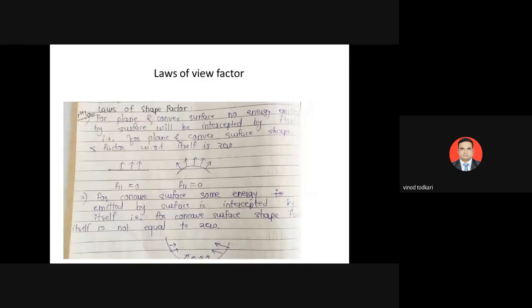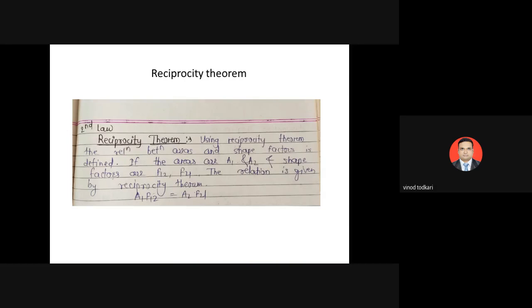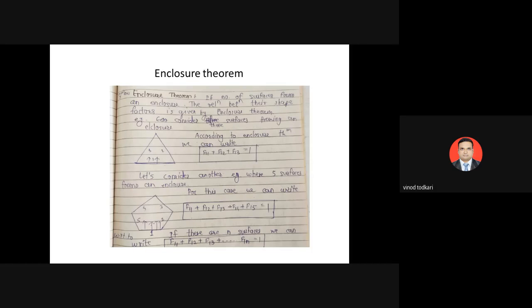So we have seen two laws. The first law states that for plane and convex surface, shape factor with respect to itself is 0, whereas for concave it is not equal to 0. And the second gives the relation between areas. If there are two areas A1 and A2, their shape factors are linked by the equation A1 F12 is equal to A2 F21. Now, the third theorem is the enclosure theorem. Consider that there are three surfaces which form an enclosure. Let's say this is surface 1, this is surface 2, and this is surface 3. So what equation can I write? I can write F11 plus F12 plus F13 is equal to 1.